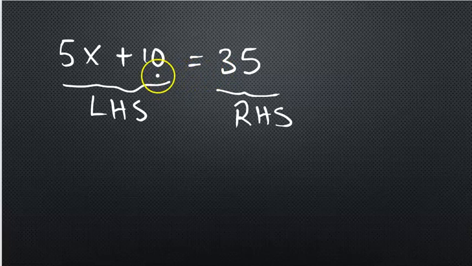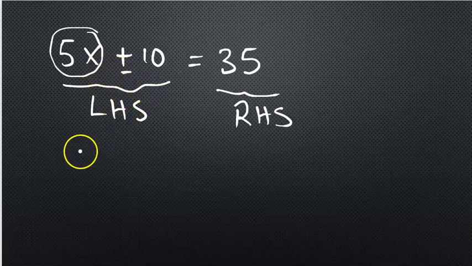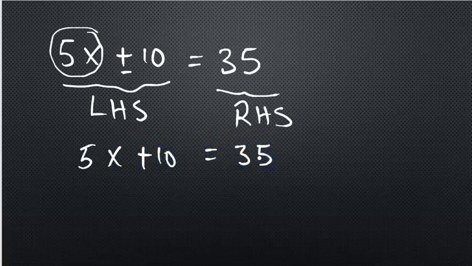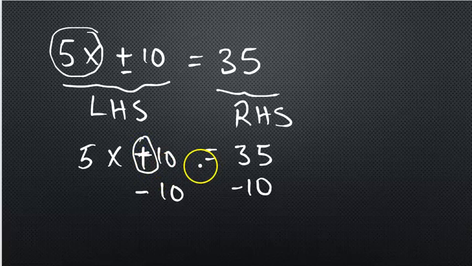So, in order to solve this equation, we look at the sign that comes after these variables. 5x plus 10 equals 35. The first step is we subtract 10 from both sides of the equation. Why do we subtract? Because we always look at this sign here. If this is positive, then you subtract the number from both sides of the equation. If it is negative, then you add whatever you have here to both sides of the equation.